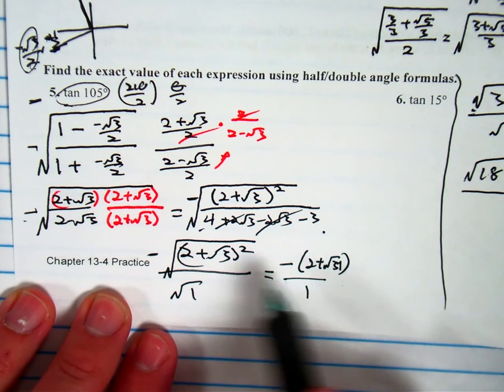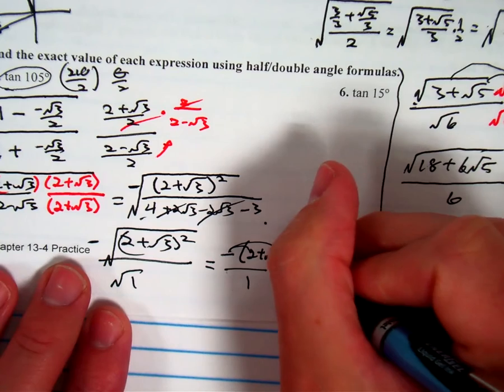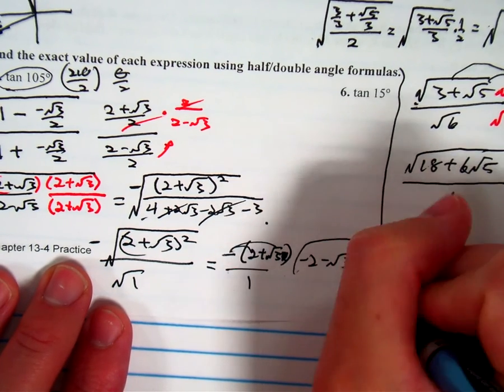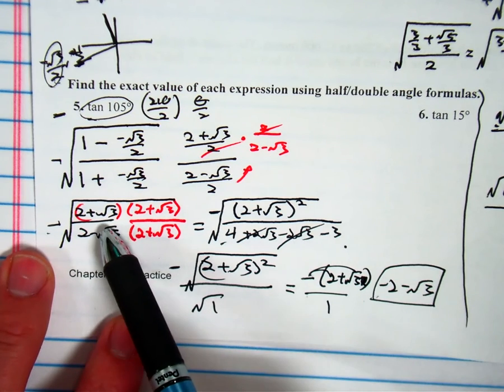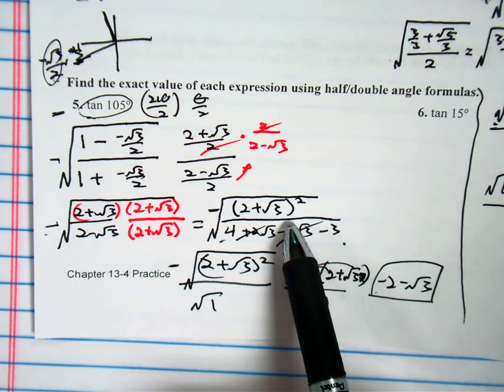Okay, but we had this negative waiting out in front. Take that into both. We have negative 2 minus radical 3, and there it is. That one worked out well because these ended up being the exact same thing: 2 plus radical 3 times 2 plus radical 3, 2 plus radical 3 quantity squared.